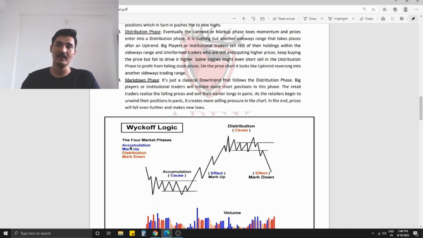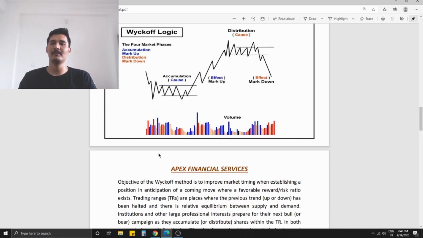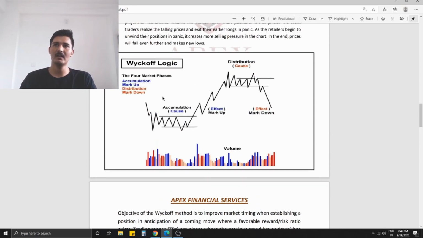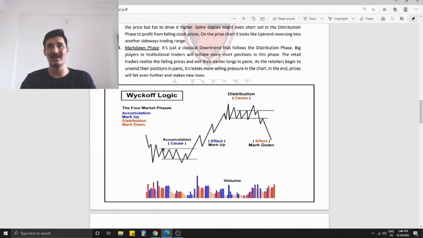If you did not, then feel free to ask me questions, because we'll be going into slightly technical terminologies today. For example, as you can see on the screen, you have this basic graphical explanation of cause, effect, and accumulation, markup, distribution, markdown. But how do we identify the accumulation, and what are the steps that go on to determine how strong the movement is going to be? That is what we are going to be checking today.